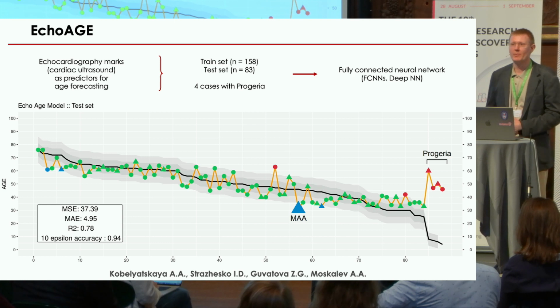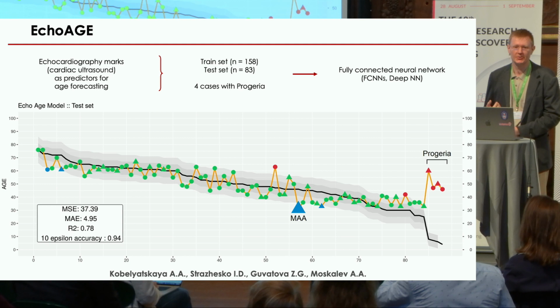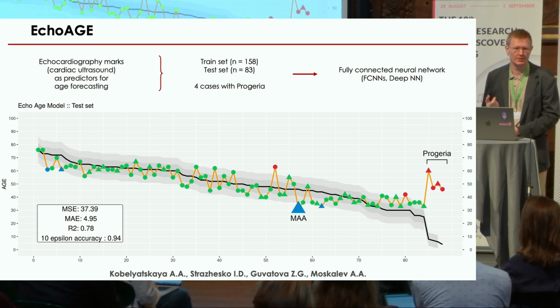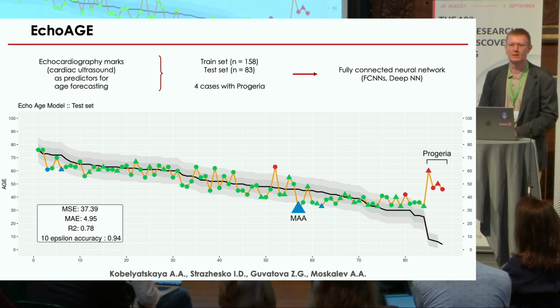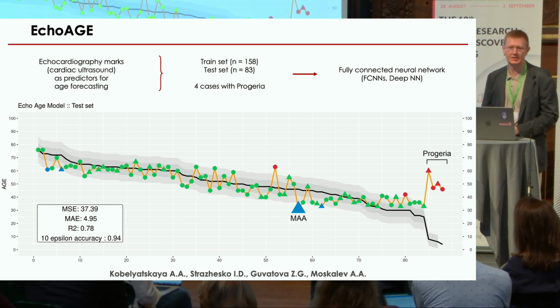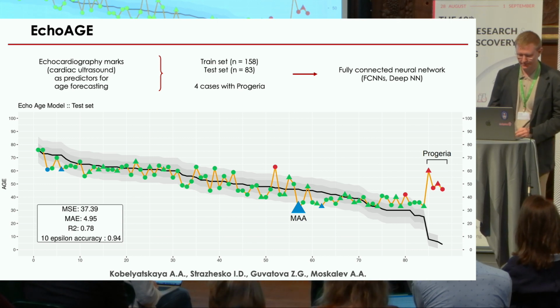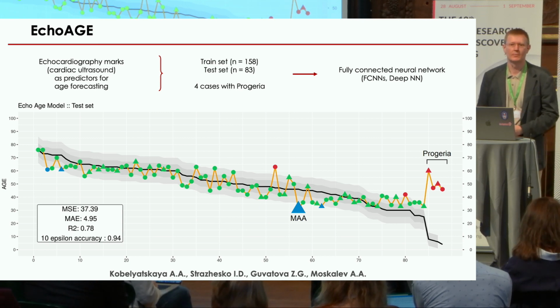But we also applied this clock to 4 young patients with Hutchinson-Gilford progeria, children with a chronological age from 4 to 8 years old, but their functional biological age using echo age ranged from 46 up to 60 years old. I hope it could be helpful as a clinical biomarker in clinical studies.